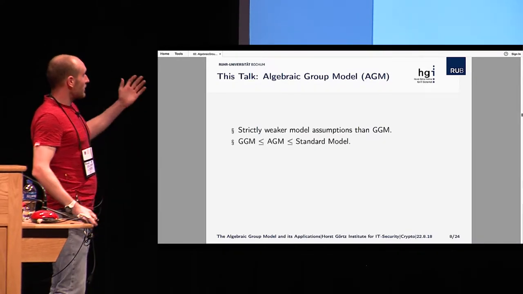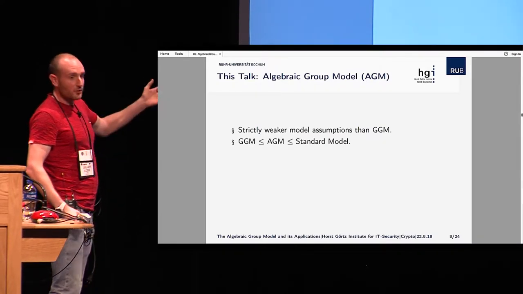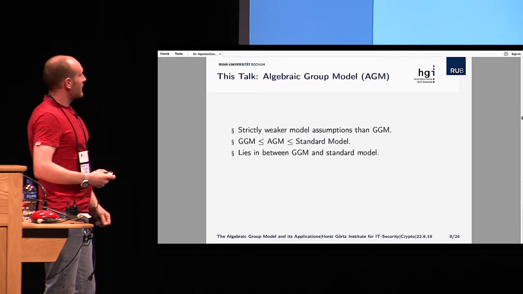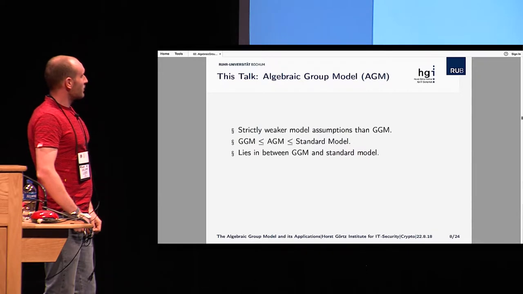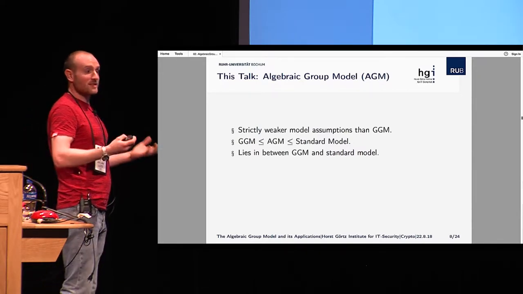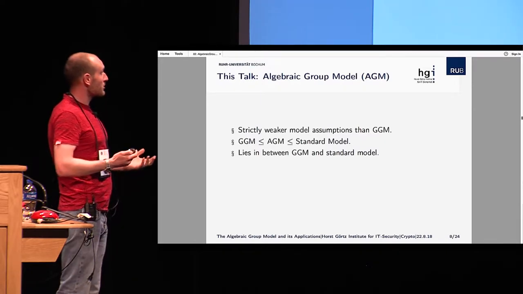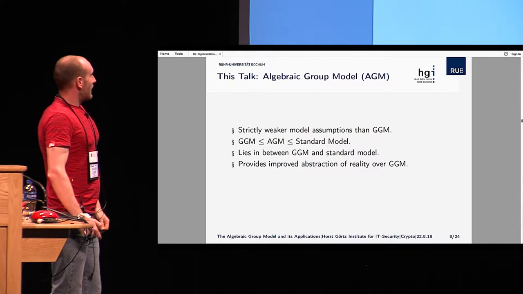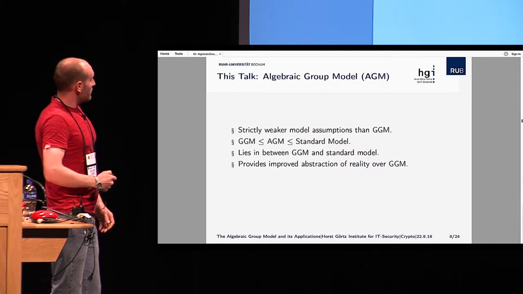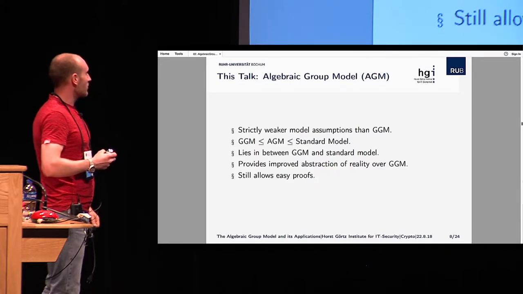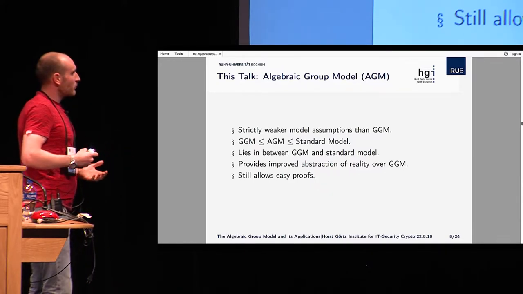And as such, it lies between the generic group model and the standard model. We hope that because of this, it improves our approximation of reality because it makes less strong assumptions than the generic group model. Okay, and finally, a very nice property that this model has, and I will also try to show this in some examples towards the end of the talk, is that it allows for very easy reduction-based proofs.